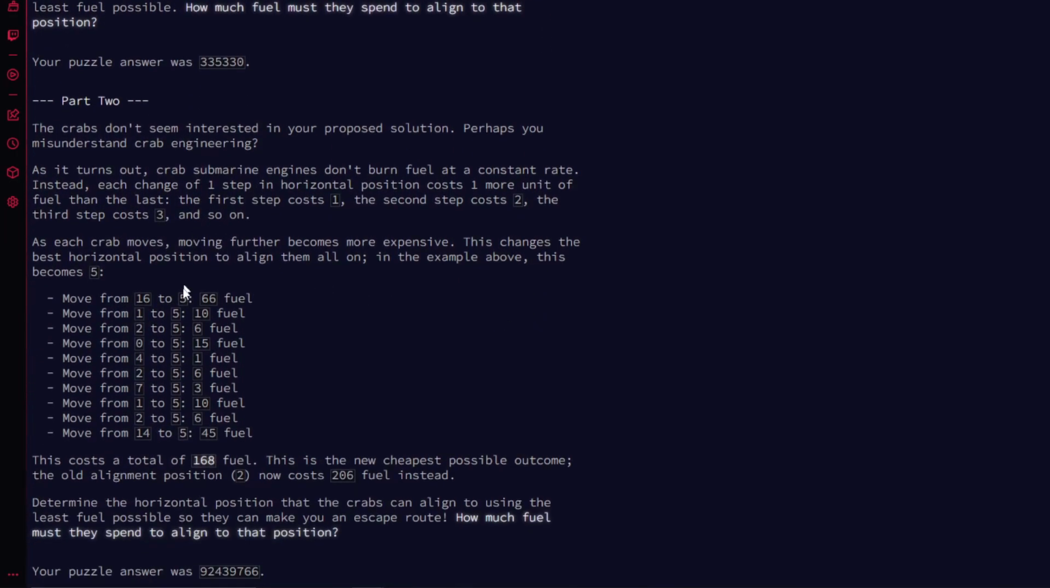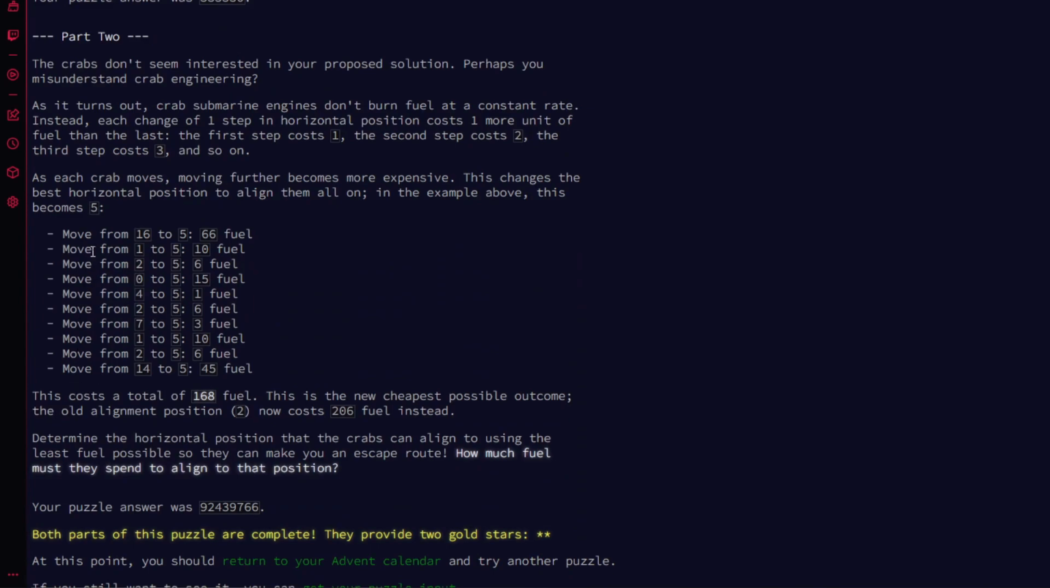So in part 2, the fuel being used is actually more than we thought it was. The first step that a crab moves only costs 1 fuel, but the second step costs 2 fuel, and the third step costs 3. Seeing this, I immediately looked at this and said, okay, you're counting all the numbers from 1 to 5, and you're adding them to get 10 fuel, which is Gauss summation.